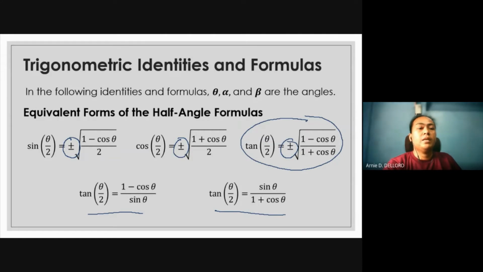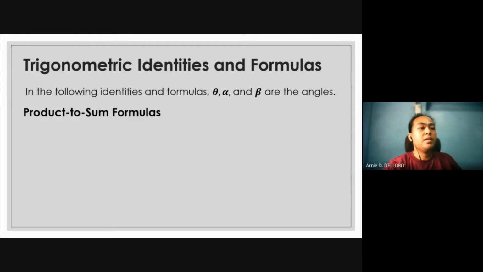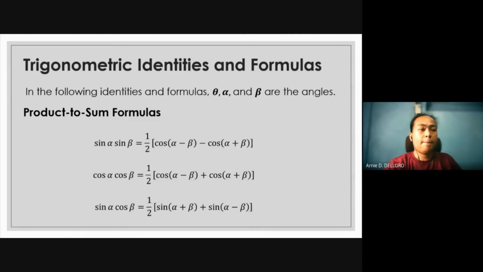Okay? Then, we also have, ang dami, di ba? The product to sum formulas. We have the following. So you may just take note of the following formula. So we have sine alpha, sine beta is equal to 1/2 cosine of alpha minus beta minus cosine of alpha plus beta.